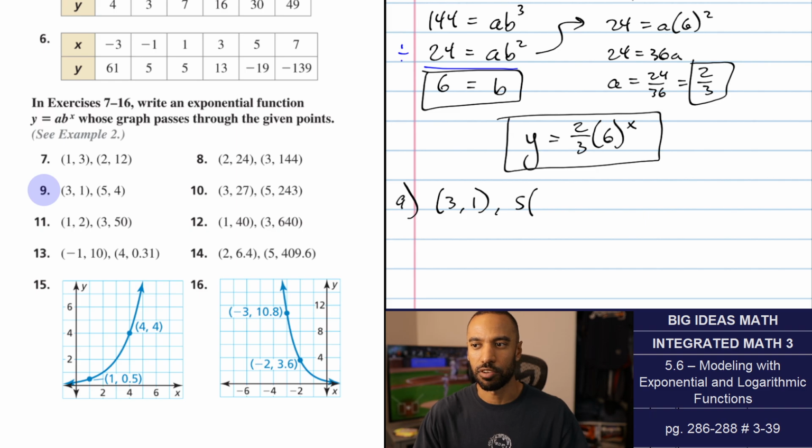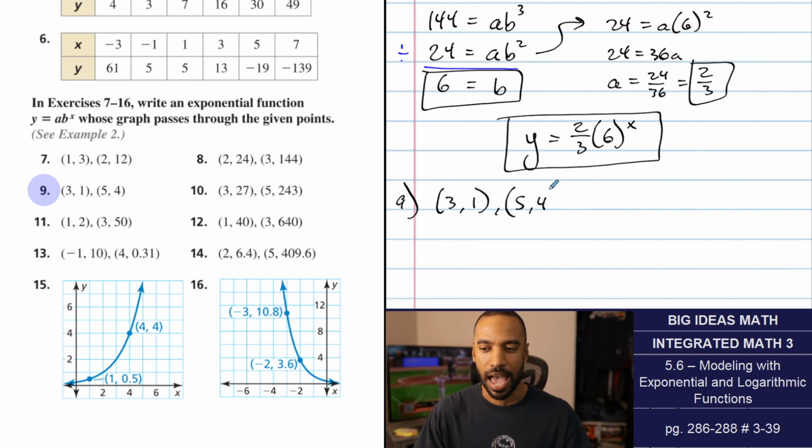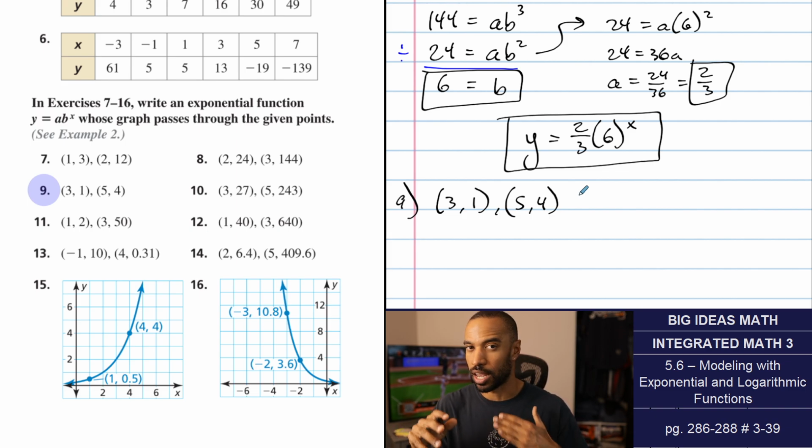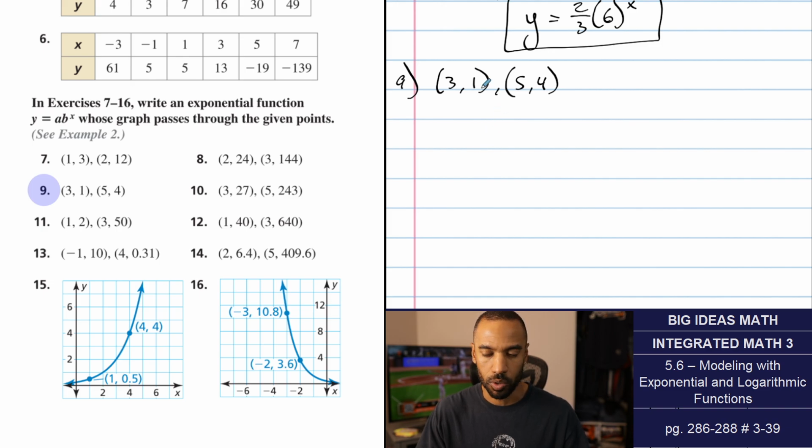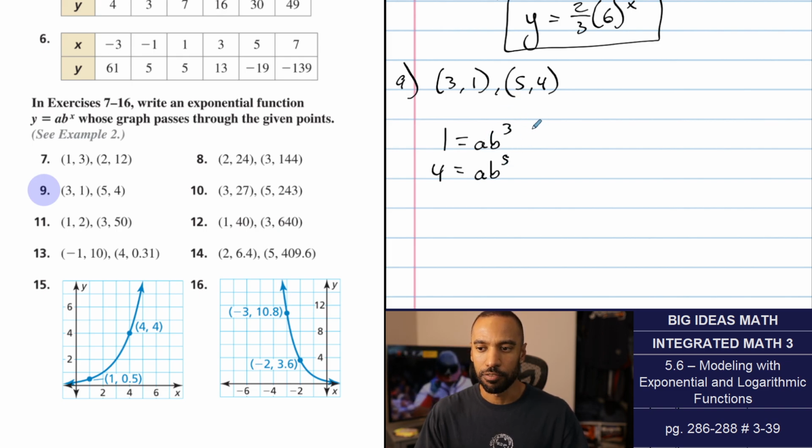You know what I should have done actually for the substitution one, and I'll do it this time. I'm sorry that I didn't do it the last time. I had an equation where a was by itself, and it said a equals. I totally should have plugged it into that b. So I'm going to use it this time. No worries. I got my (x, y), so 1 equals ab to the 3rd power, and (x, y), 4 equals ab to the 5th power. Let's get a by itself in one of the equations.